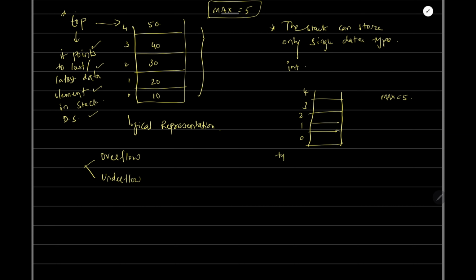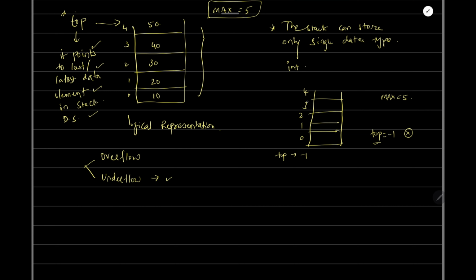Hypothetically, if there are no elements, we will be pointing the stack top to -1. So whenever top is -1, we say that there are no elements in the stack. So the stack is empty. In that case, we call it an underflow condition.